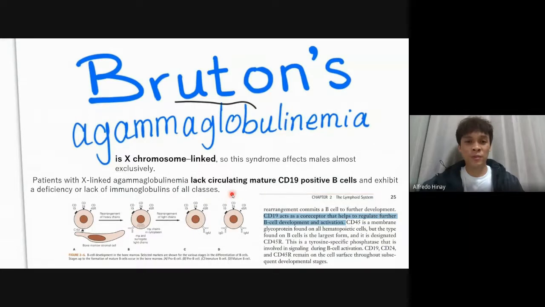So, Bruton's agammaglobulinemia is an X-linked, X chromosome linked condition. So, this syndrome affects males almost exclusively. And then patients with the X-linked agammaglobulinemia lack the circulating mature CD19 positive B cells and exhibit a deficiency or lack of immunoglobulin of all classes.